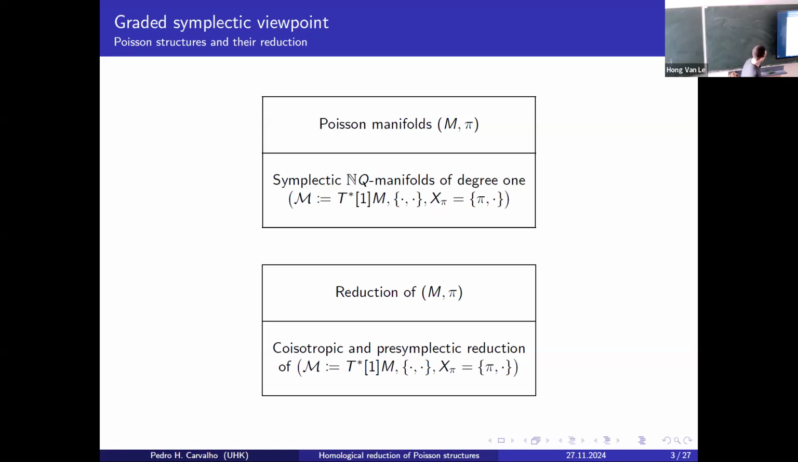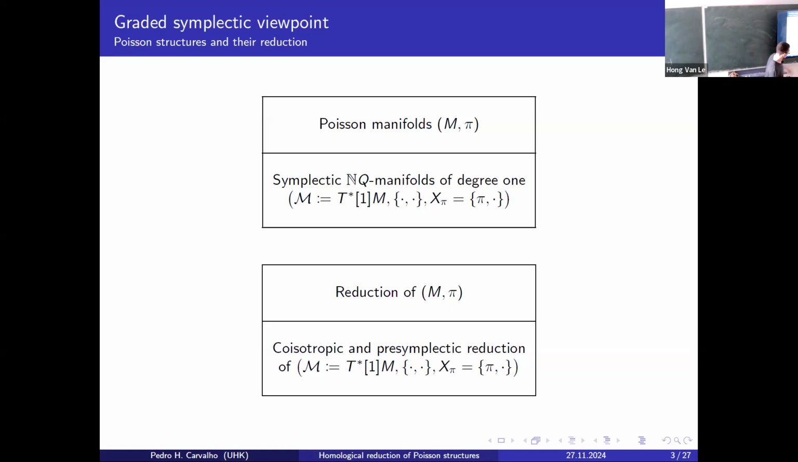Okay, so good. As I said, I want to do this BFV in this graded context, looking for homological models for Poisson reduction. So I had this picture in mind, that you can go back and forth with this graded reduction and Poisson reduction.